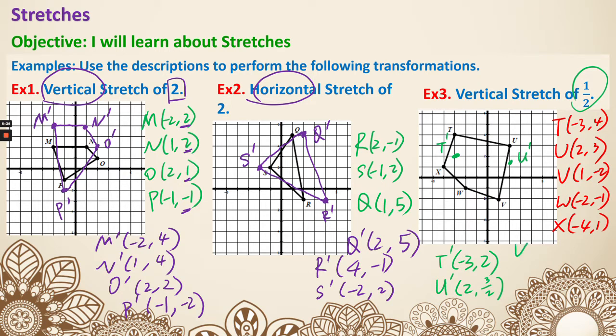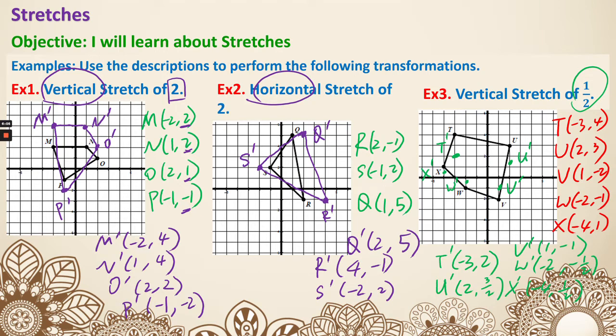Now V prime, 1 stays there, and the -2 times 1/2 is going to be a -1. So V prime is right here. W prime, same thing. The x does not change, stays as a -2, but the y would change from a -1 to a -1/2. So -2, -1/2, W prime is around here. Lastly, X prime, -4 and 1/2. So it's going to be right here. That is my X prime.